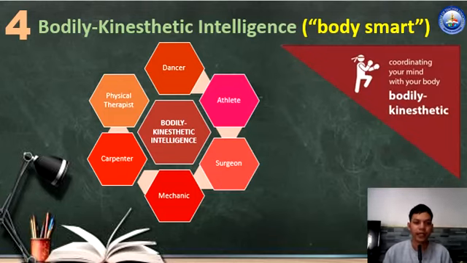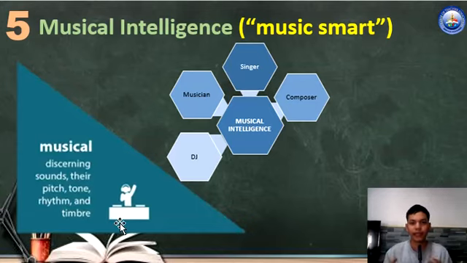Okay, and then the fifth one is musical intelligence, or we also call music smart. So musical intelligence refers to the skills in the performance, composition, and appreciation of a musical pattern. So people with this intelligence, such as Beethoven and Ed Sheeran, have an ability to recognize and create musical pitch, rhythm, and tone. So the potential career choices for this kind of intelligence are singer, composer, musician, and DJ.